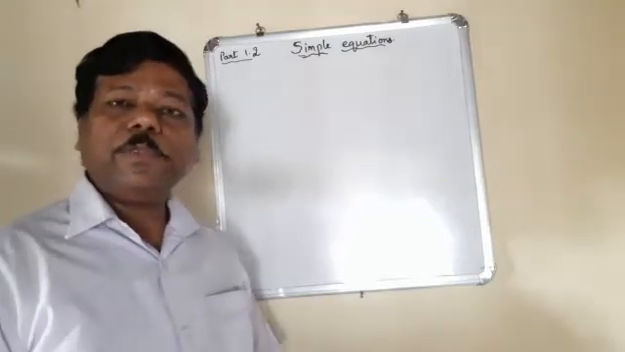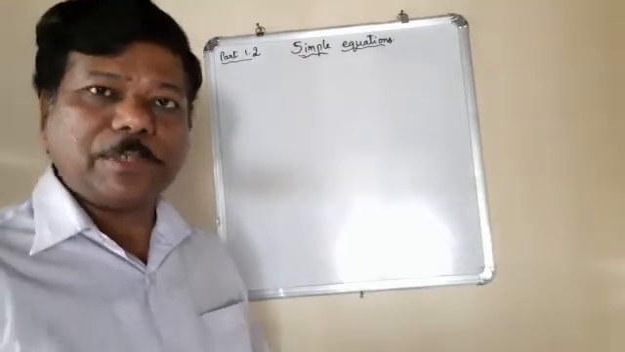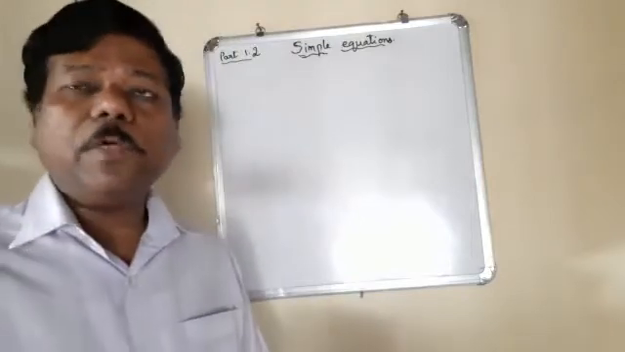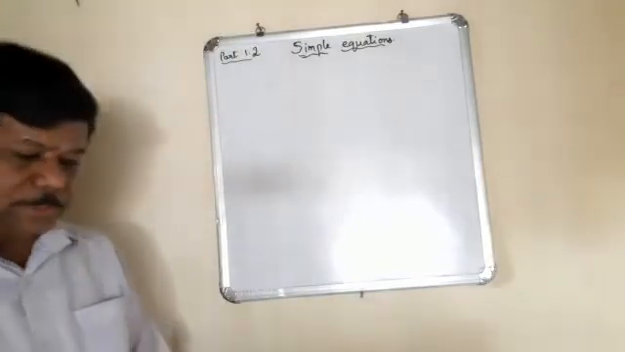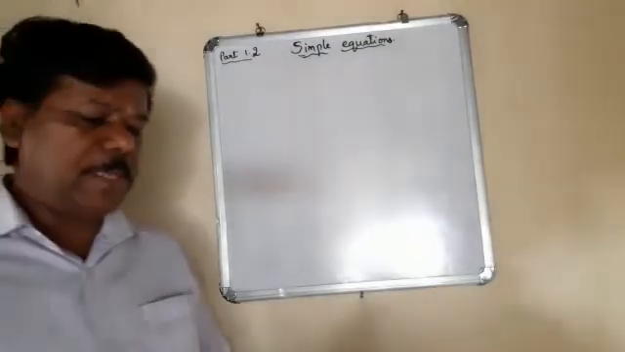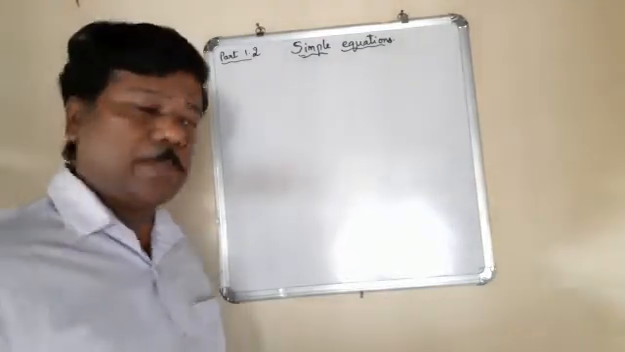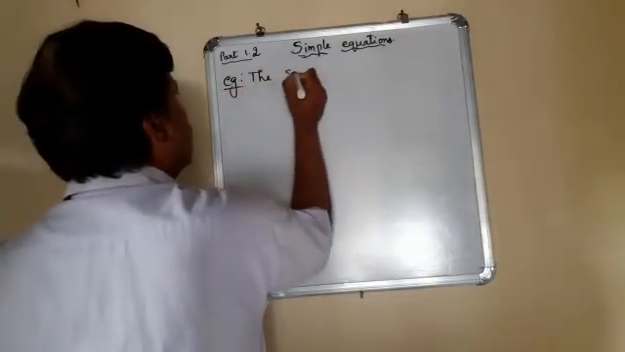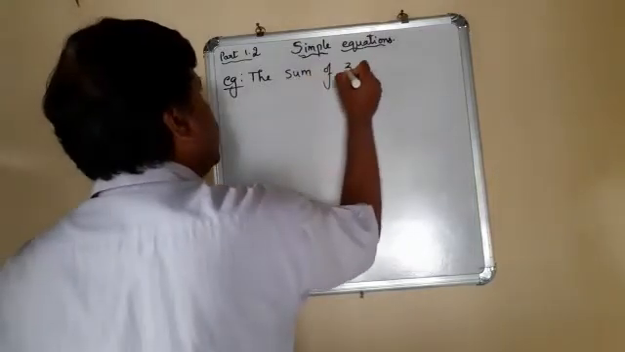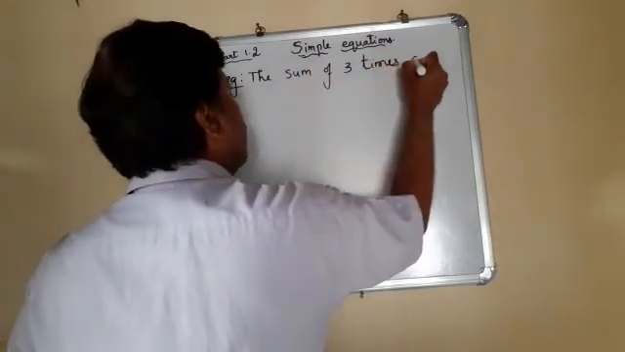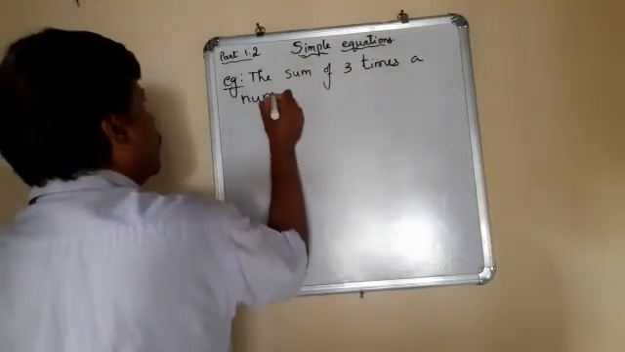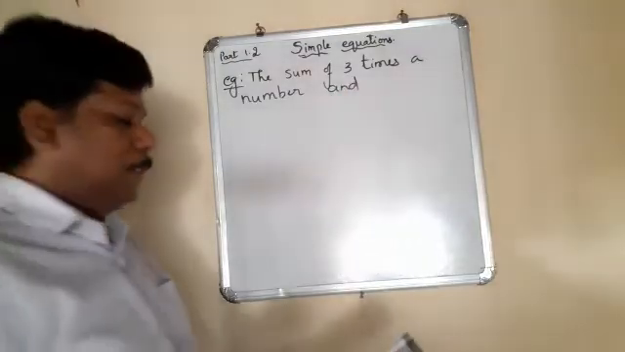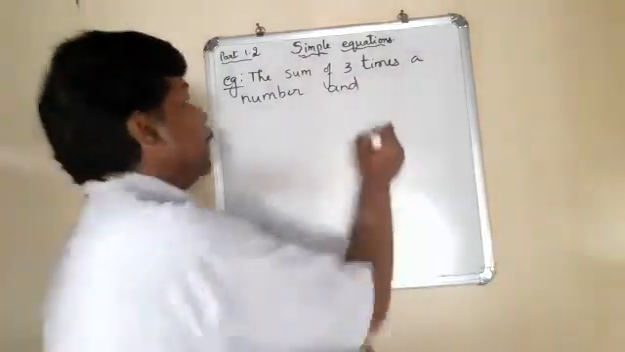So today we are going to form a few equations. How do we form an equation if we are given a word problem? Say for example, the sum of 3 times a number and 11 is 32.